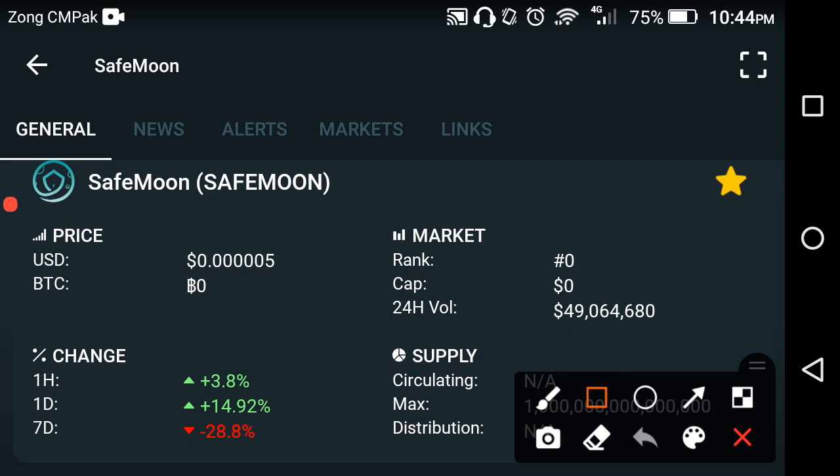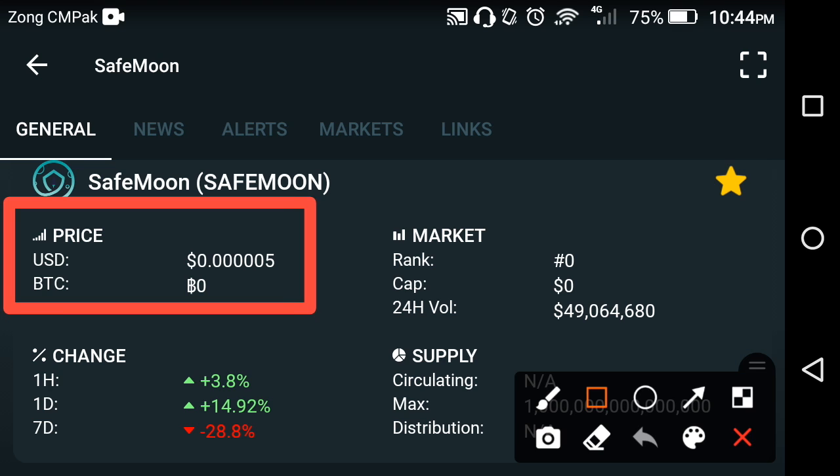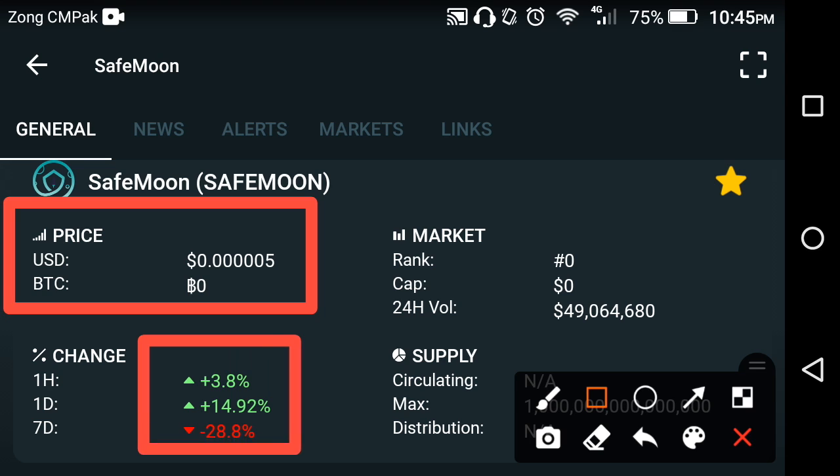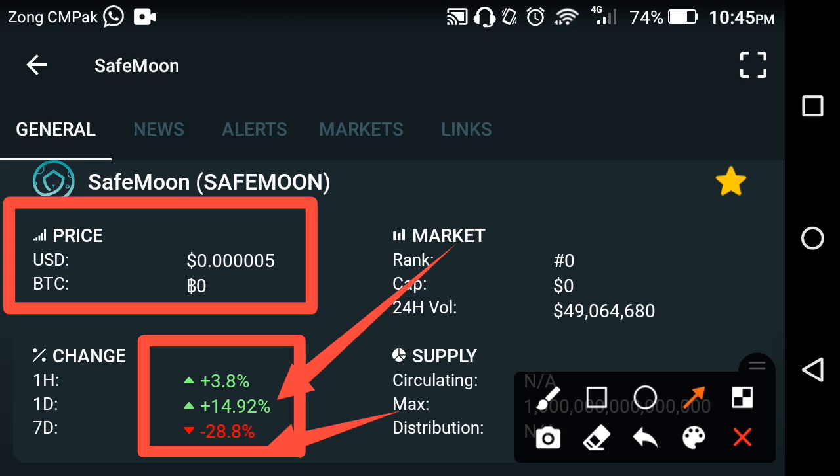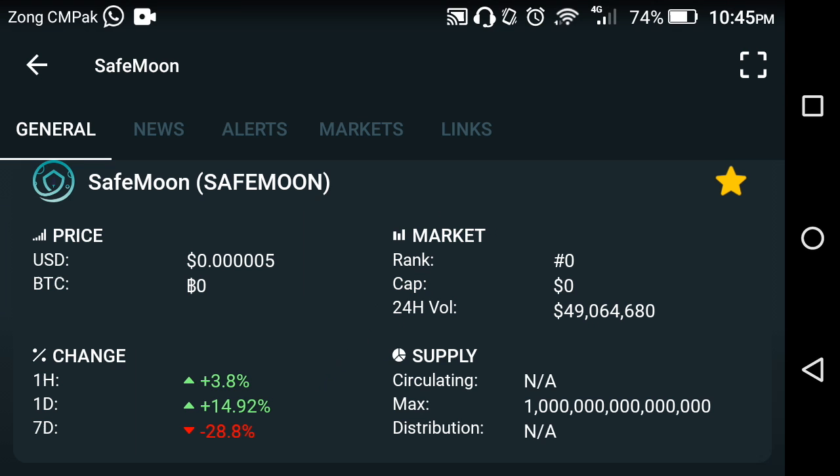As you can see, the current price of the SafeMoon coin is about 0.00005 USD in the market, friends. If we talk about the change in SafeMoon, the last 1 hour change is positive, the last 1 day change is positive, and the last 1 week change is negative, friends. That means yesterday SafeMoon again started jumping upward, friends. That is why the last 1 day change is positive and the last 1 week change is negative, friends.